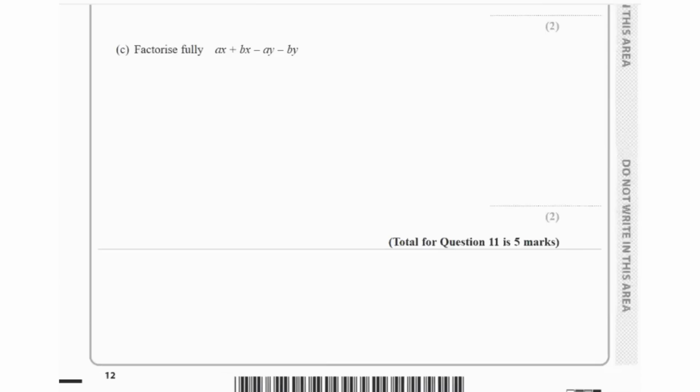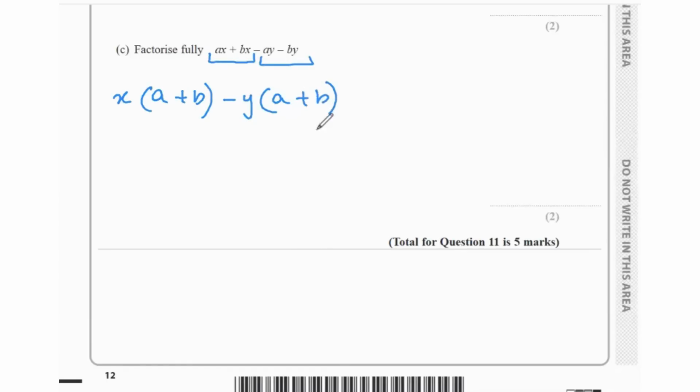Then it says again, factorize fully ax plus bx minus ay minus by. So this is the case of factorizing by grouping. So factor by grouping, we split the equation into two groups and then factor them separately. So this is one group, this is another group. So between ax and bx, we have x common. So x bracket a plus b. And between negative ay and negative by, we have negative y common. So bracket a plus b.